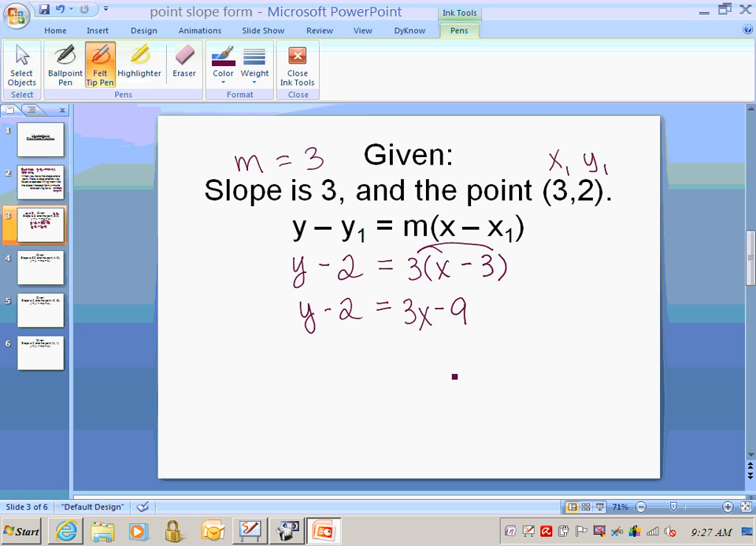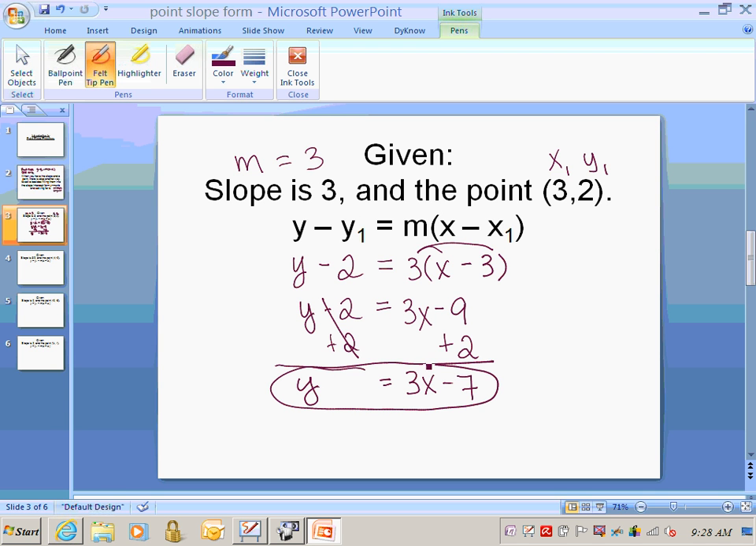Now what? Add 9 or add 2? I'm trying to get y by itself. Add 2. So that's going to give me a 0 pair here. I have y equals 3x minus 7. Very good. So that is my equation.